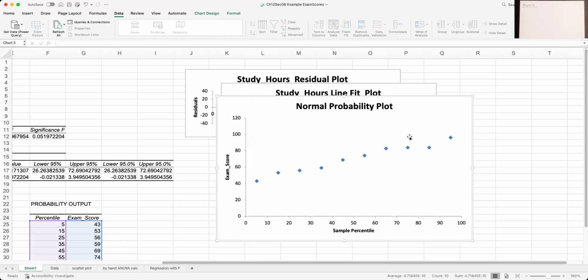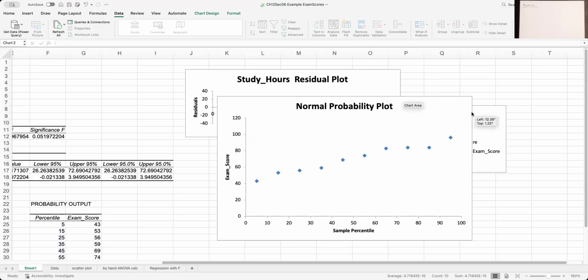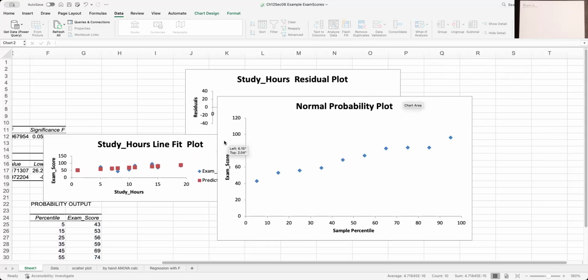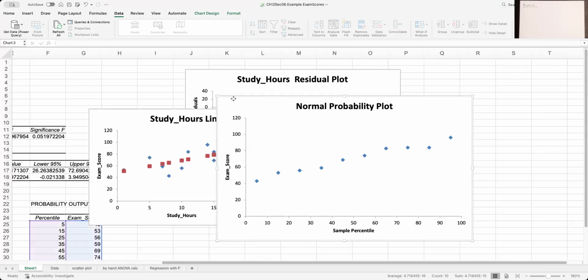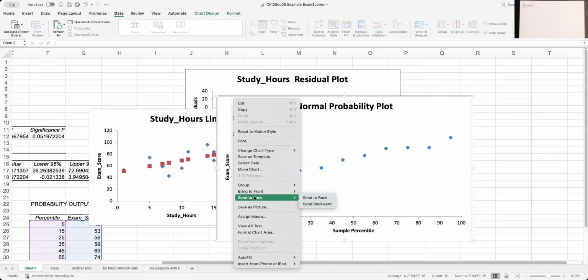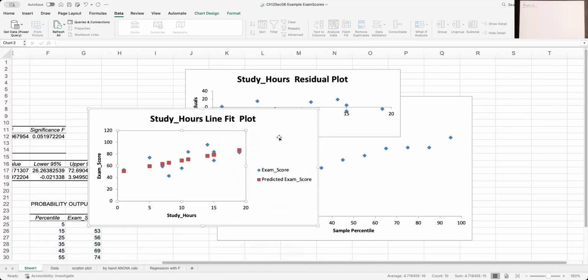Now, I built the different pieces here. Let me go back and share this appropriately. This is our study hour example. There's our normal probability plot. Give me the next plot, please. There we go. This plot, I want you in the background. How do I push you to the back? Move to back. There it is. Send to back. There.